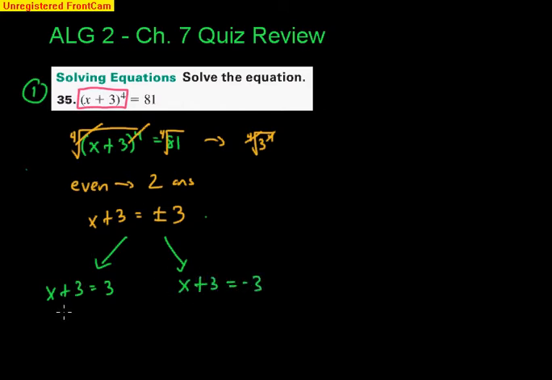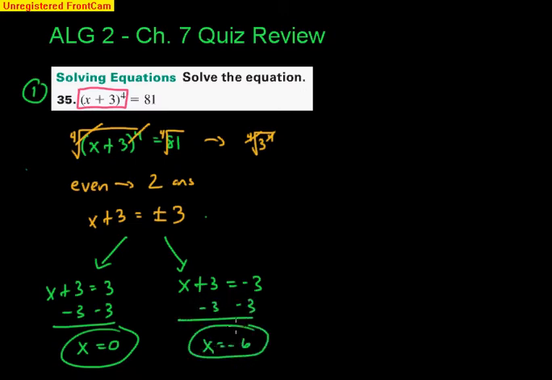And now we solve for x in both cases. Subtract 3 here, x equals 0. There's one answer. And let's subtract 3 here, x equals negative 6. This is the other answer. And no need to check your solutions. This will be fine. And there are your 2 answers to this exponent problem.